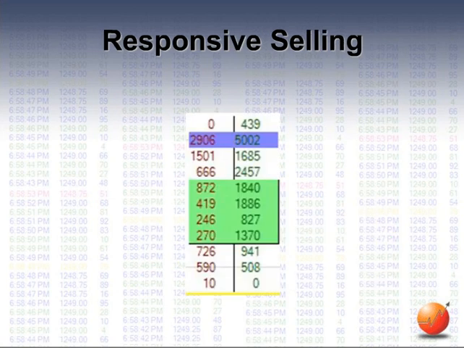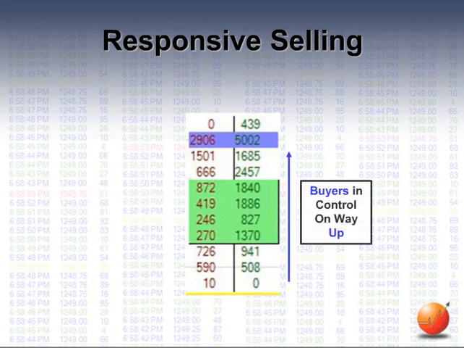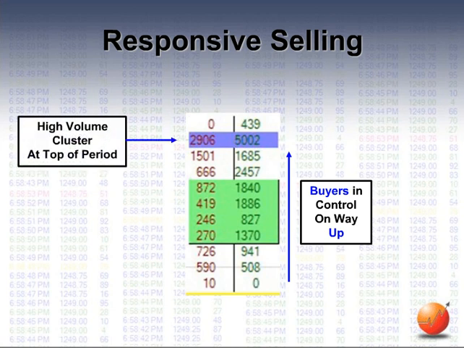Okay, responsive selling. Obviously the exact opposite of responsive buying. What we're looking for is buyers being in control on the way up. So we need a probe upward. Ideally we want one that we can really track the volume in and see that there's a substantial shift. It's not just a huge clump of volume and then a huge clump of volume and then a huge clump of volume. Something where we can actually say, okay, there's maybe 6,000 contracts traded in 2 price levels here, and everywhere else, most I see is 1,800, something like that.